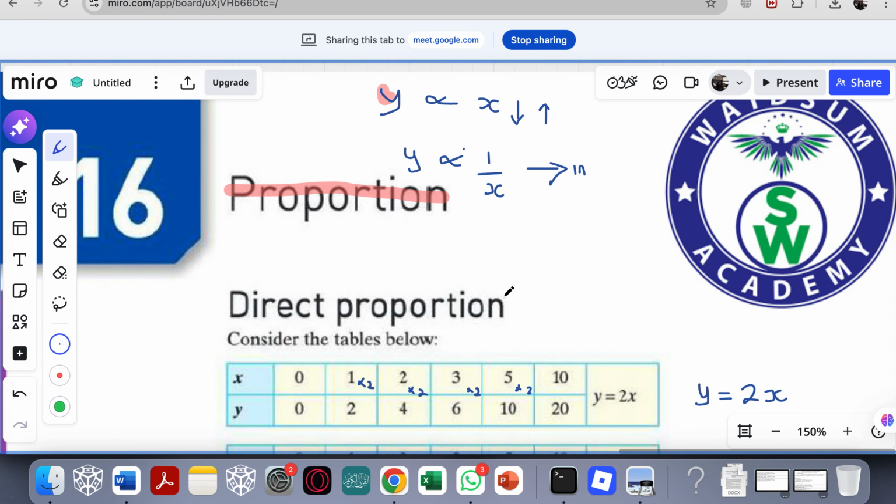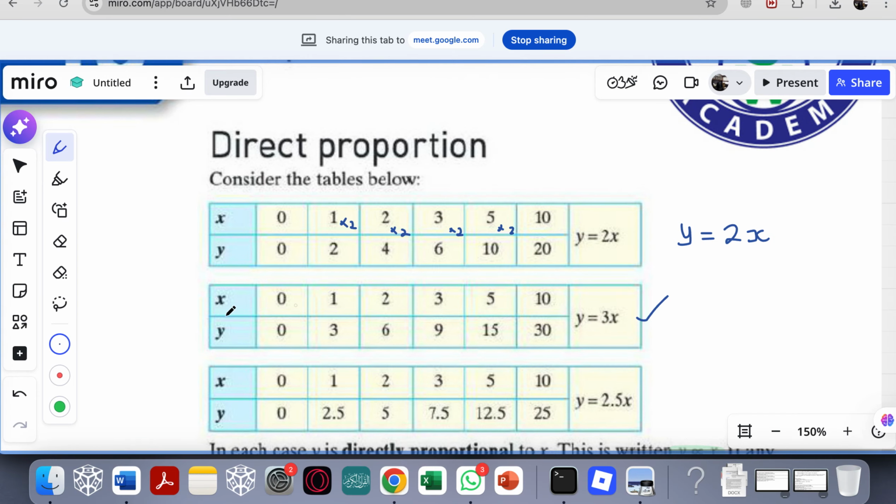Okay, now we start with the first one, direct proportion. We relate it mathematically. We give you a table of values: 0, 1, 2, 3, 5, 10. We choose a given range of values of x, which are called the domain. And then we have the corresponding output value. The output value y is the output you get from the formula, from the linear graph. So y is our output, which is our range, and x is our input.